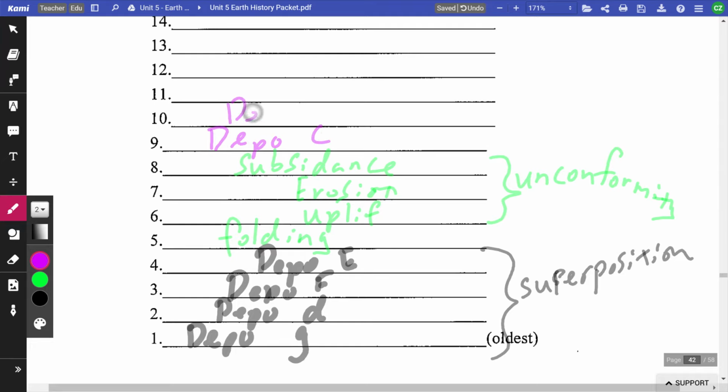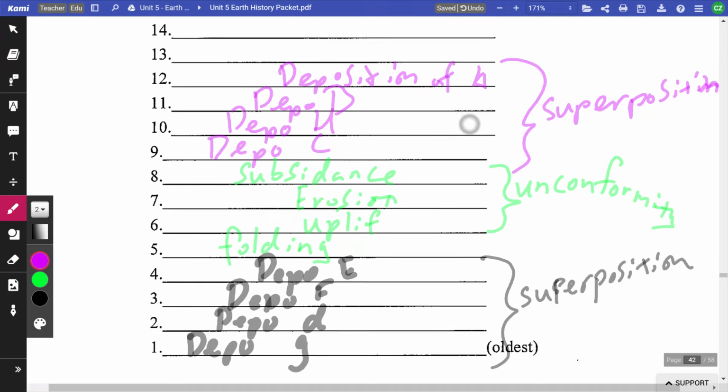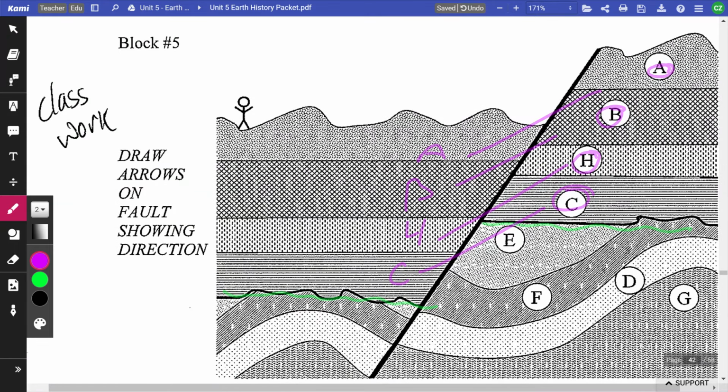So the next piece would be deposition of C, deposition of H, deposition of B, and deposition of A. And again, at least the reason I know they're in that order is because of superposition. C is older than H, H is older than B, and B is older than A, leaving A as the youngest. And sure enough, A is at our top.